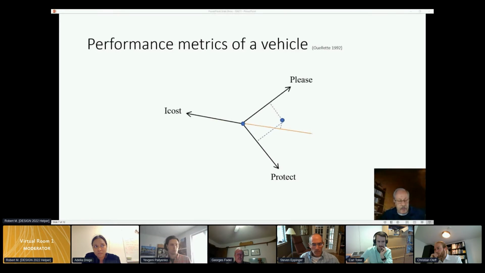Ouellet in 1992 looked at design criteria for a vehicle and combined several objectives into 3 metrics: Please, which is related to looks, performance, usability; Protect, related to safety; and I Cost, which is the inverse of cost, so that a decrease in cost is desirable. The current solution is at the middle of the 3 axes, and any improvement is to move away from that point and do some trade-off.